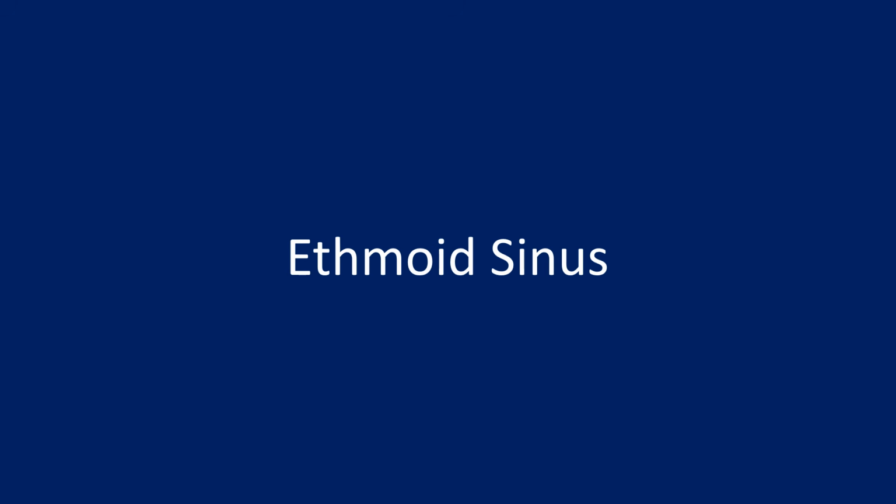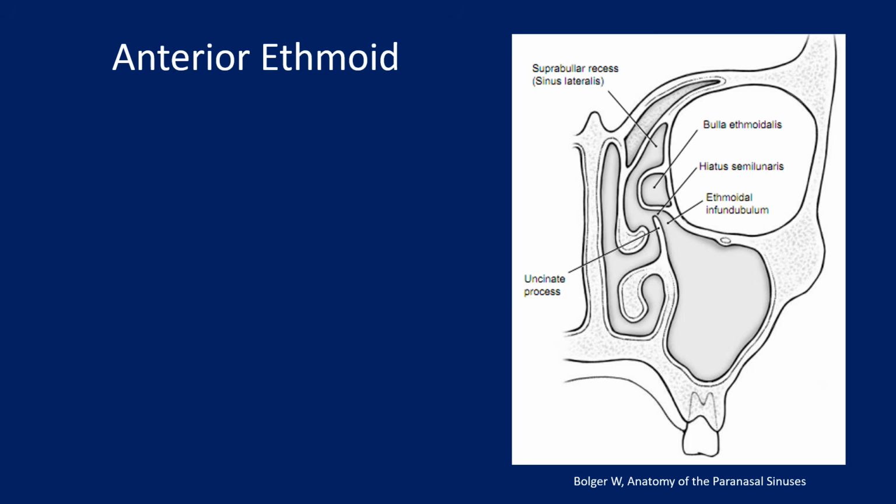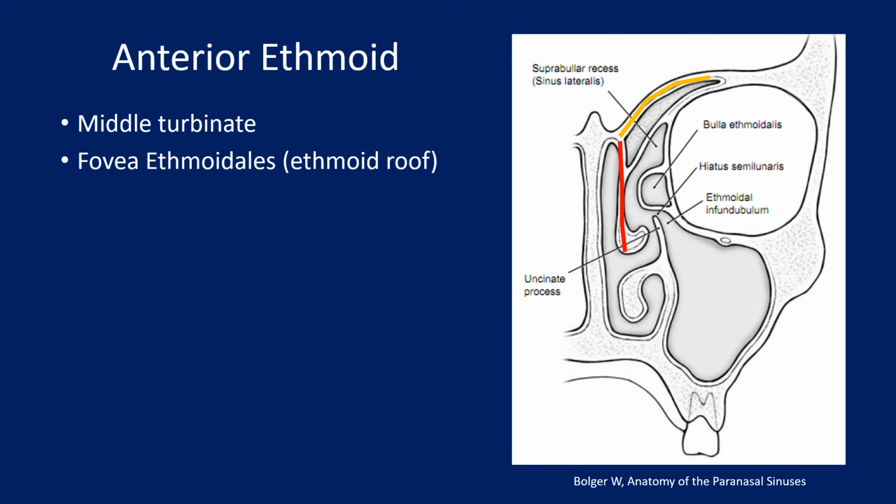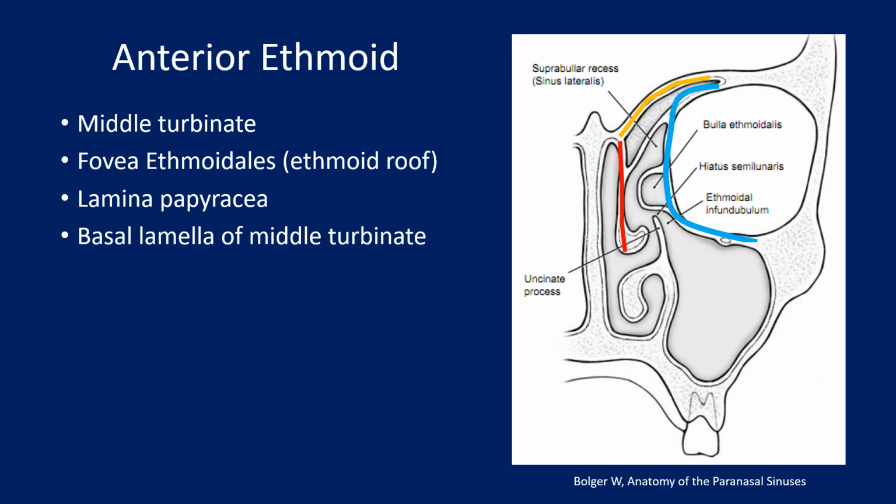We're going to now do the ethmoid, which is a lot easier to go through. Anterior ethmoid sinus. Yes, we can think of the ethmoids as sort of a box. It's important to know the boundaries because during sinus surgery, as Dr. Yu will talk about, we're removing all the little partitions to these boundaries. So middle turbinate medially, ethmoid roof or fovea ethmoidalis superiorly, lamina papyracea laterally, basal lamella of the middle turbinate posteriorly. That's the boundary between anterior and posterior ethmoids.